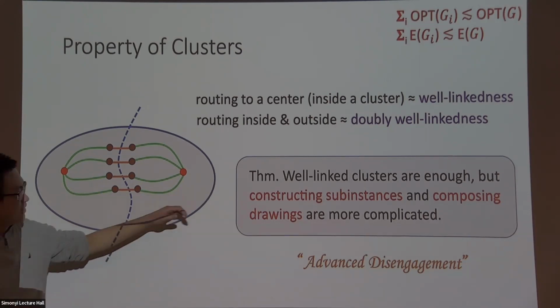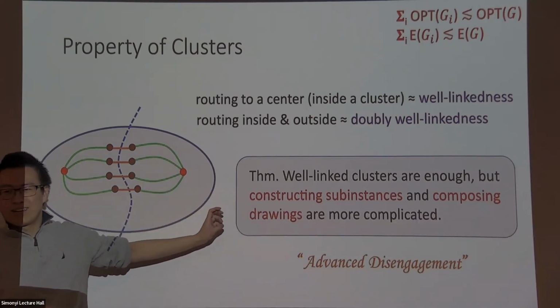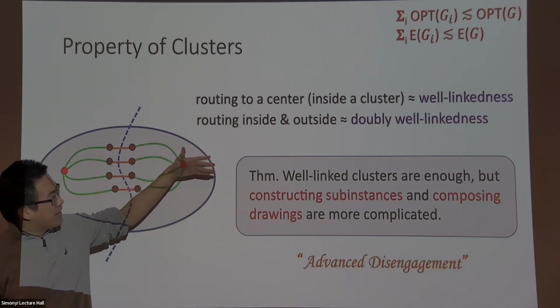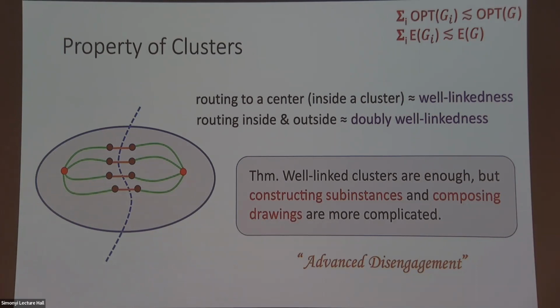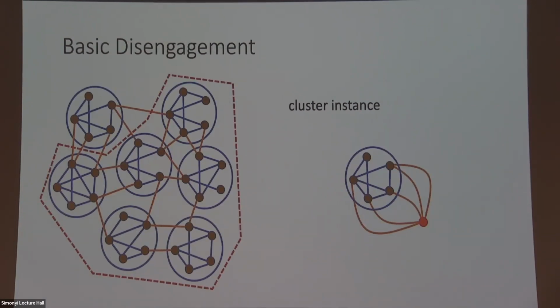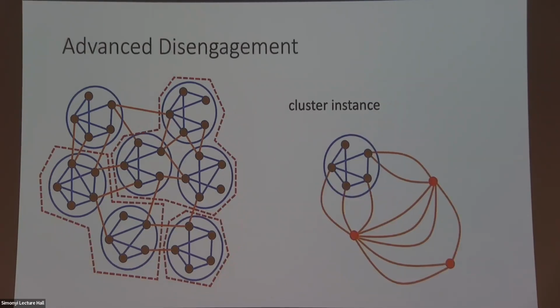And now we're going to make this procedure much more complicated. As we have managed to show that these well-linked clusters are enough, the cost is that the disengagement procedure has to be much more complicated. Originally, for each vertex, we look at the outside world contracted into a single vertex. That's what we get. Now what we're going to do is this: the outside world is probably decomposed into several parts, and we contract each of the parts into a single point. That is the instance on the bottom right. So we will eventually be recursing on them instead of just one single vertex.